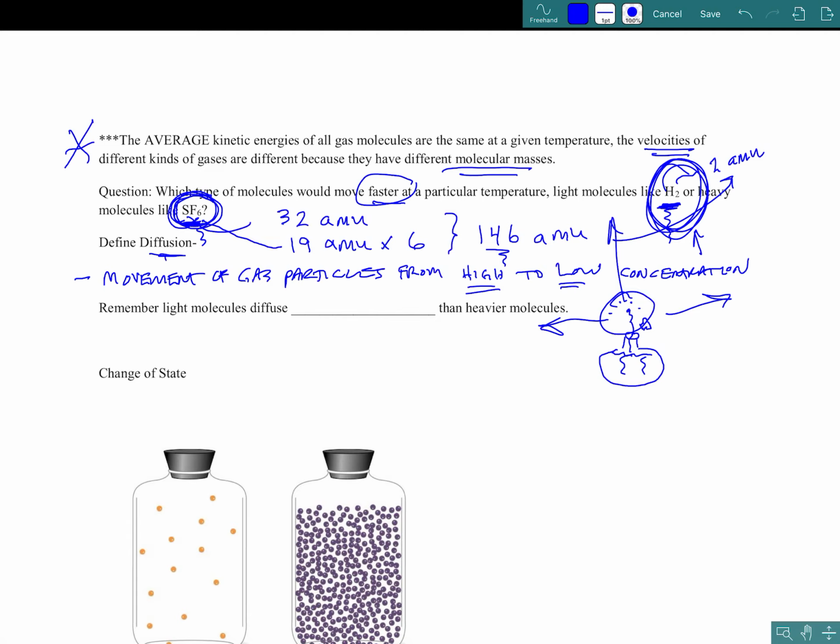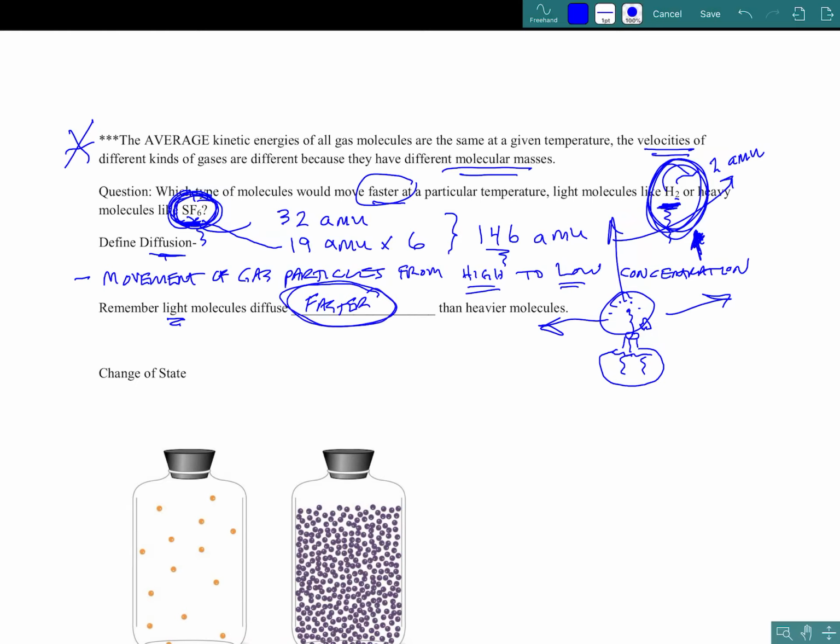Now keep in mind, remember, lighter gas molecules move faster than heavier, don't they? So we could say that light molecules diffuse faster than heavier molecules. So if you had some hydrogen and some sulfur hexafluoride, and let's just pretend they both had different odors for a moment, and they were across the room from you, wouldn't you be able to detect the hydrogen gas before you'd be able to detect the sulfur hexafluoride gas? Yes, because these two molecules have the same kinetic energy, but the lighter one has to be moving faster so it can have the same kinetic energy as the big heavy one.